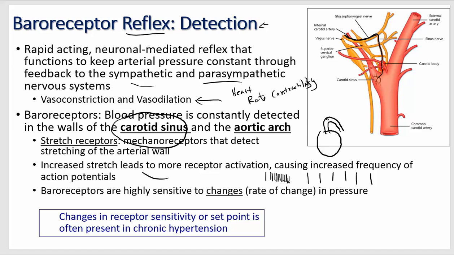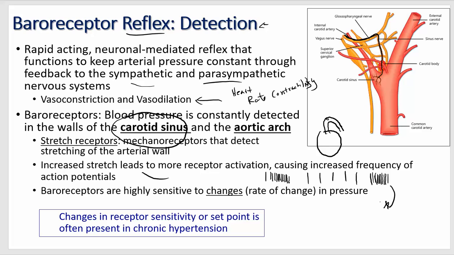So that's kind of always going. That change, or that input, is always coming into the brainstem, and then a big change is noticed, and that's going to then feed back. And so we'll talk about how that happens. So baroreceptors are highly sensitive to those changes, or the rate of change in that pressure.